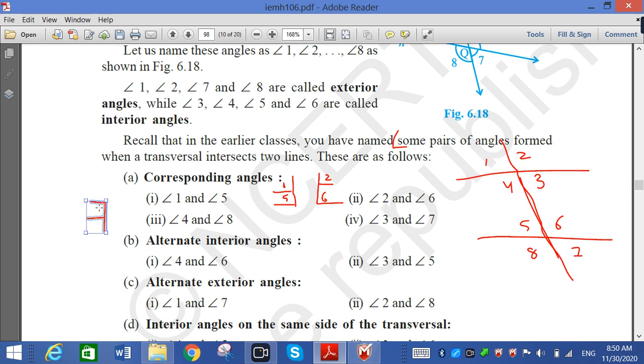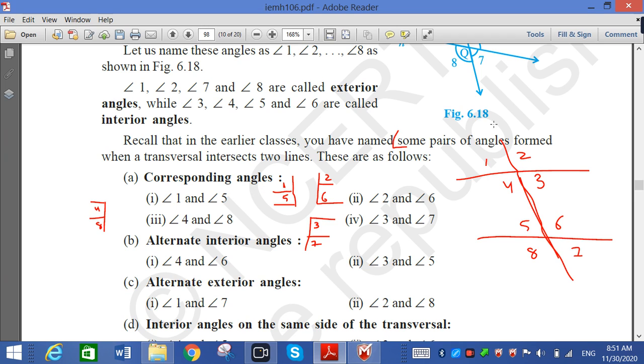That is 4 and 8. And here 3 and 7. So 4 F can be made. That is called corresponding angles.